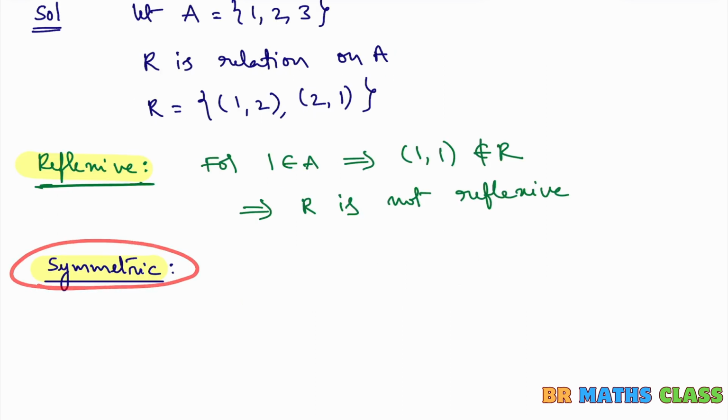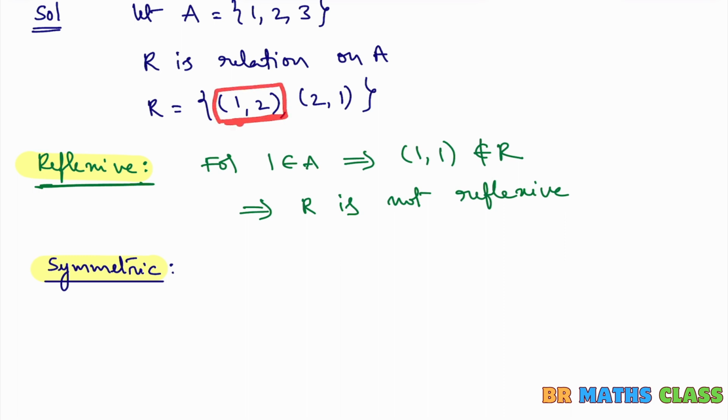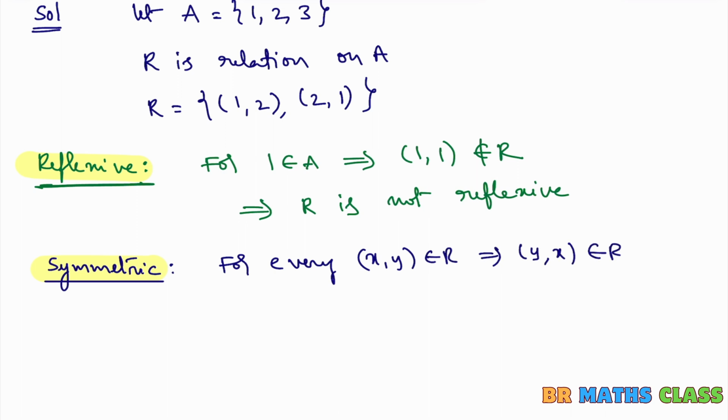Now I'll check the symmetric condition. What is the symmetric definition? For every ordered pair (x, y) in the relation, if the ordered pair (y, x) is also there in the relation, then we say that the relation is symmetric. Now you take here the ordered pair (1, 2) in the relation. For (1, 2), the reverse order (y, x) means (2, 1). You check (2, 1) is there in this relation. Yes, here it is. For the ordered pair (2, 1), (1, 2) is there. Yes, here it is. That means for every (x, y) in the relation, (y, x) also belongs to the relation. Therefore, the relation R is symmetric.